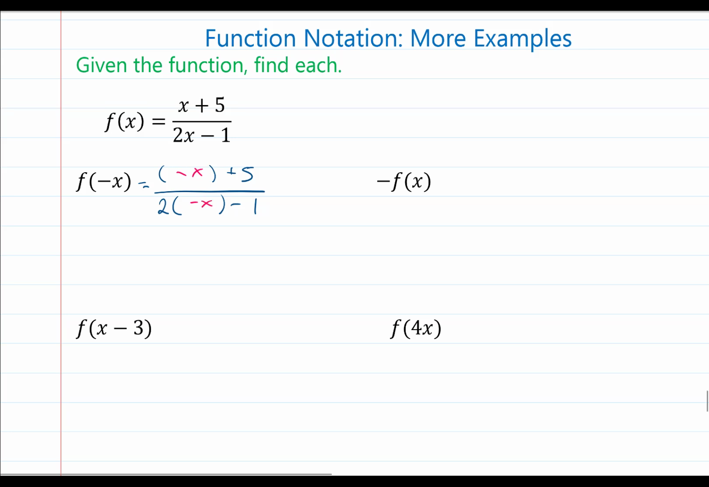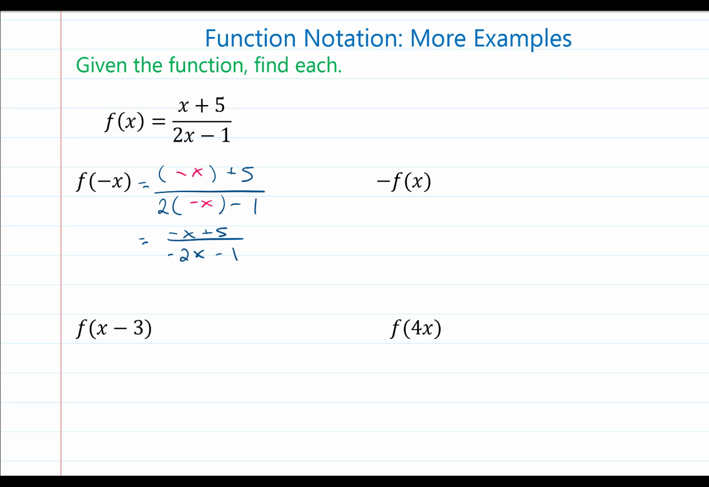From here, I must simplify the numerator and denominator. So in the numerator, I just have negative x plus 5. In the denominator, I'm going to multiply the 2 and the negative x to get negative 2x minus 1. Now this might be an acceptable answer, however, you might be required to take this a step further.